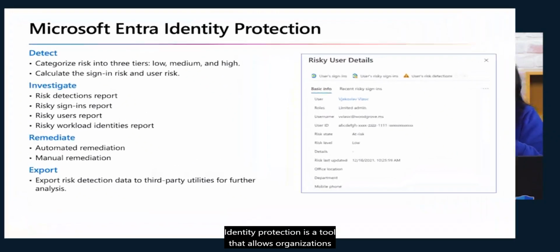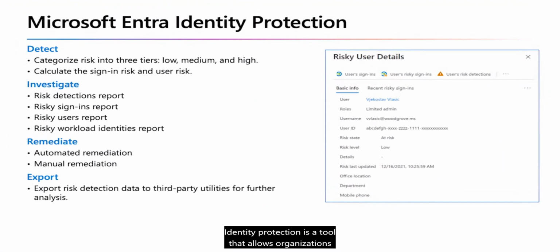Identity protection is a tool that allows organizations to accomplish 3 key tasks. First, automate the detection and remediation of identity-based risks. Second, investigate risk using data in the portal. And finally, export risk detection data to third-party utilities for further analysis.